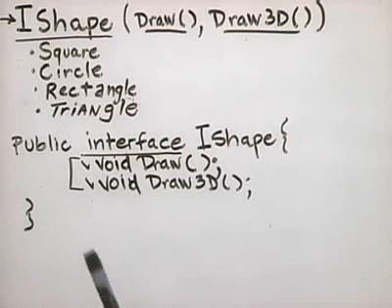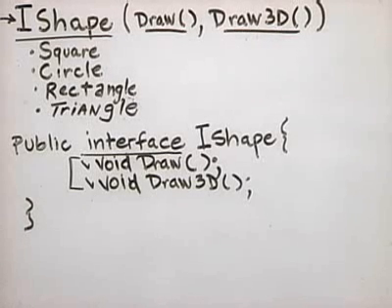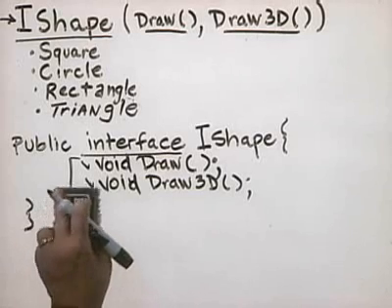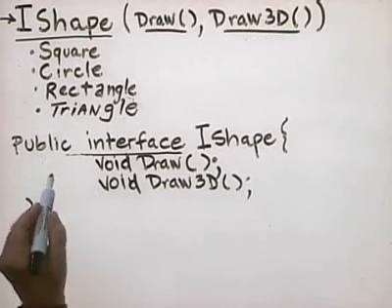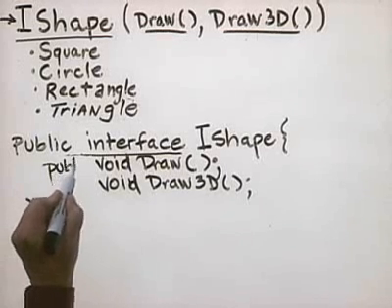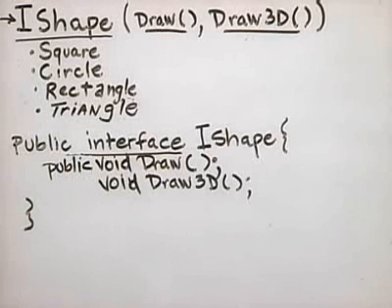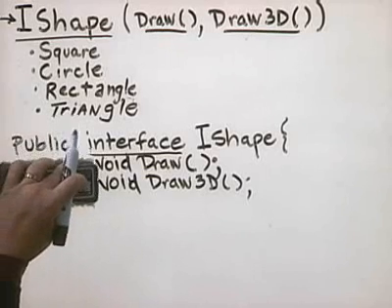Now notice that there are no access modifiers here for any of the methods. You can't include access modifiers here. It is implied that these methods are public. So I wouldn't want to include the public modifier. If I do, I'll get a compile error.